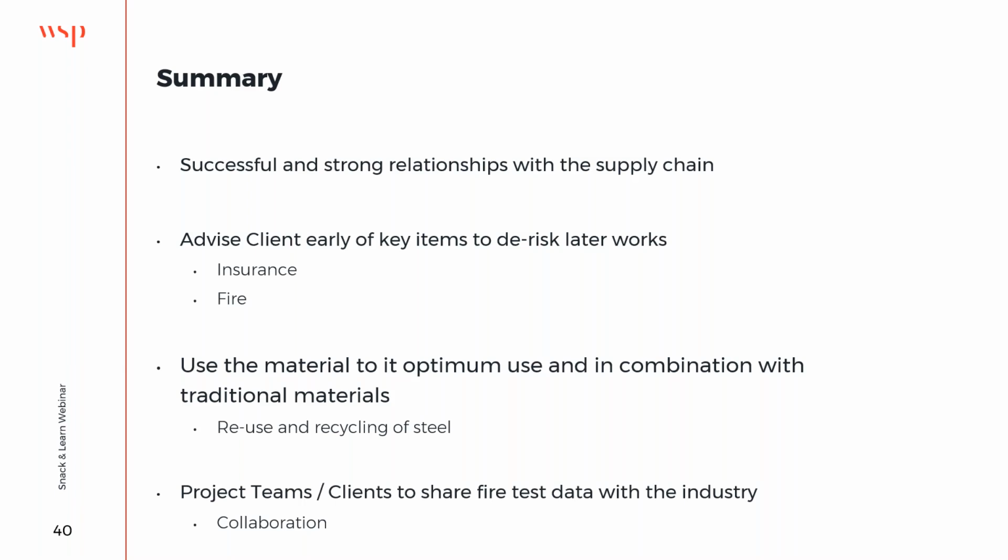Use the material to its optimum use, and in combination with traditional materials, especially the reuse and recycling of steel, because virgin steel is very carbon heavy, and that can skew some of the numbers, for example the CLT hybrid solution.